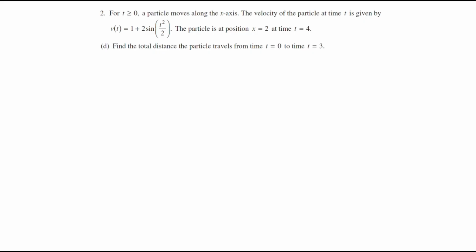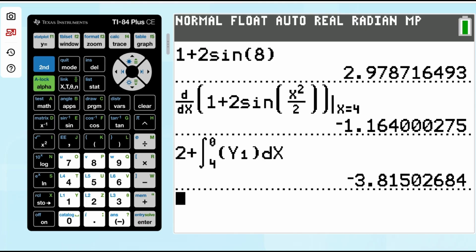And here in part D, we're looking for the total distance the particle travels from t equals 0 to t equals 3. Well, total distance traveled is an integral of speed. And speed is the absolute value of velocity. So all we want is an integral from 0 to 3 of the absolute value of v of t dt. And you actually get 1 point just for writing that integral. And you'll get your second point for the actual value, which we'll find on our calculator.